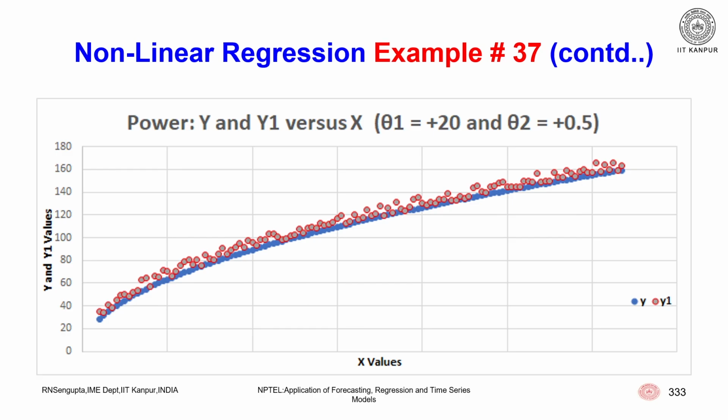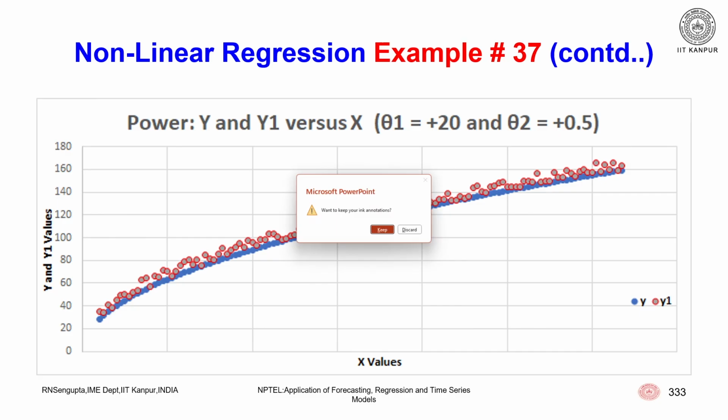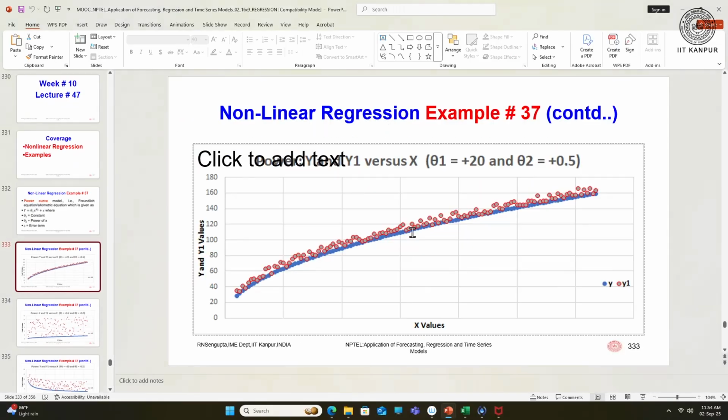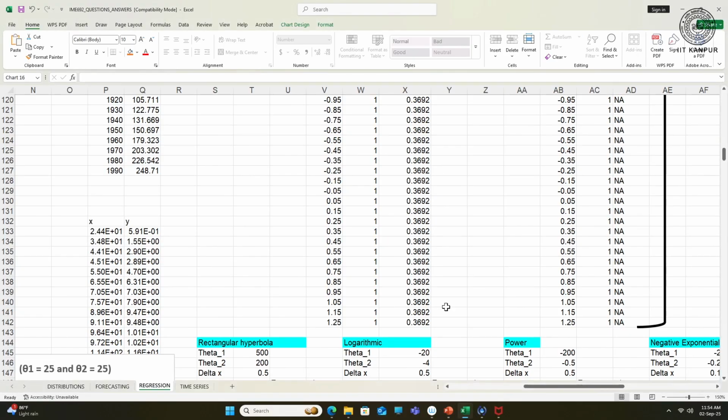For the case of this power equation, we are taking theta 1 as 20 and theta 2 as 0.5, so the power value of x is 0.5. We will come to the Excel sheet later. If you see, the best fit line and the actual data points are fitting quite nicely. The increments of y or y 1 values along the y axis are in increments of 20: 20, 40, 60, 80, and it goes on. With this, if I go back to the Excel sheet, I will be in a better position to explain.